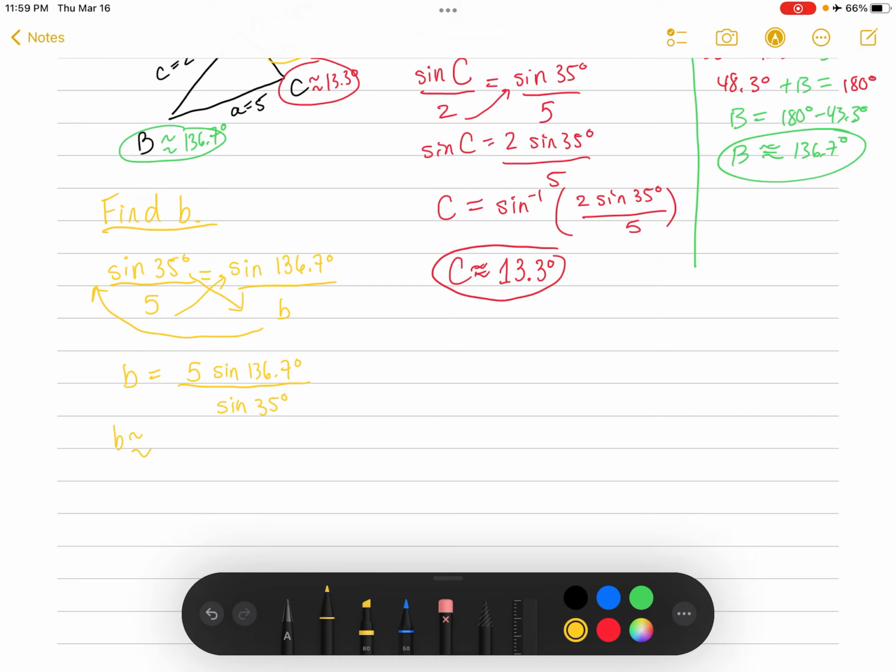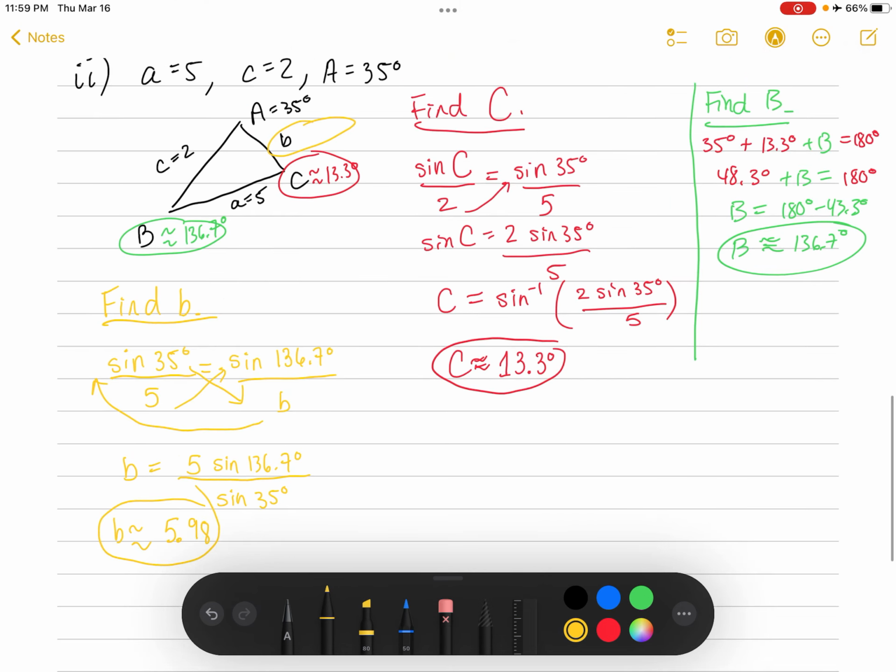So we'll approximate b, since it's a length, to 2 decimal places: 5 times the sine of 136.7 divided by the sine of 35. It's going to be about 5.98.